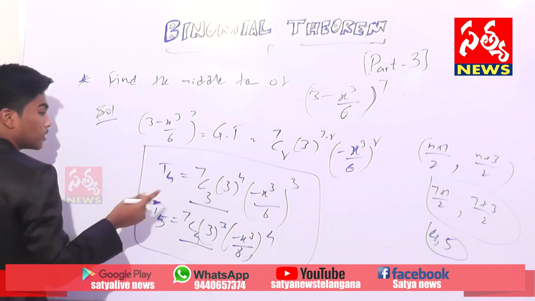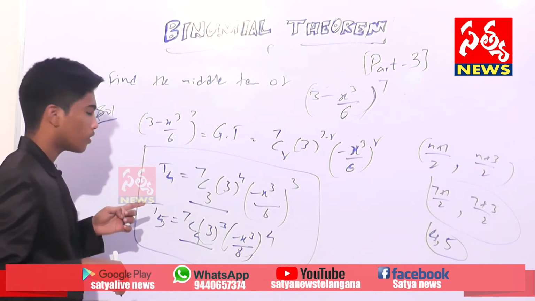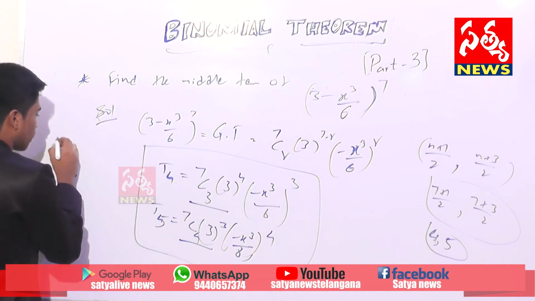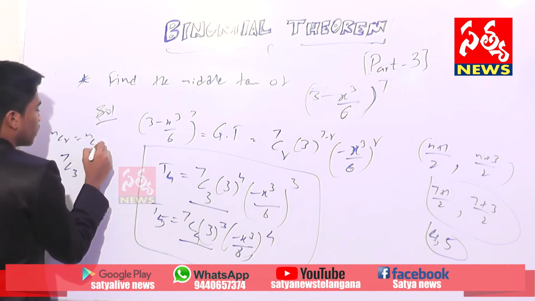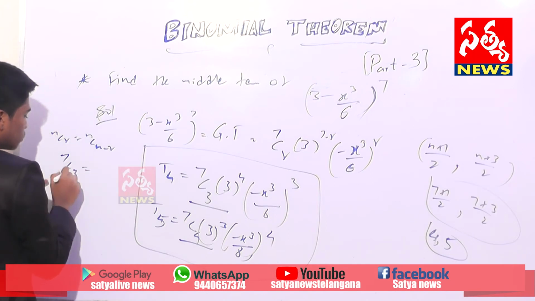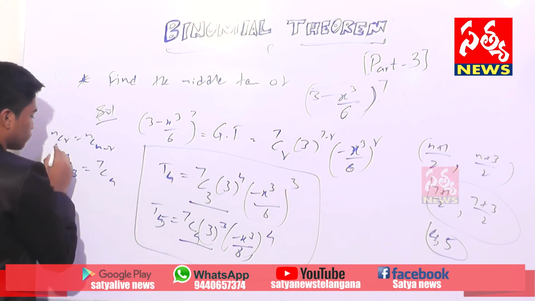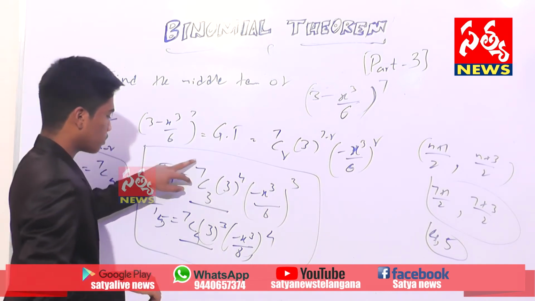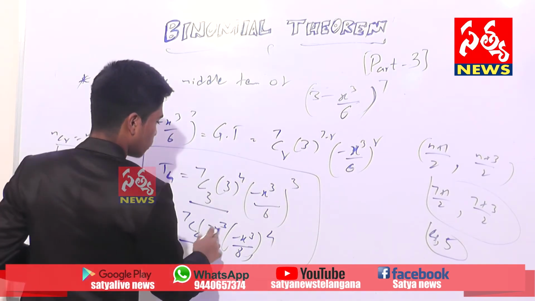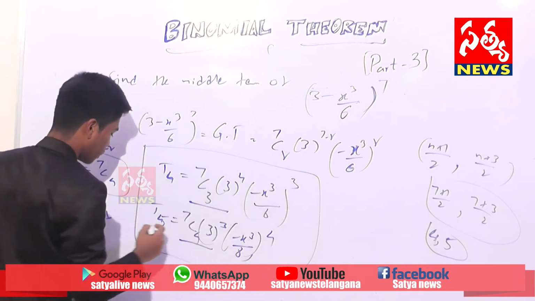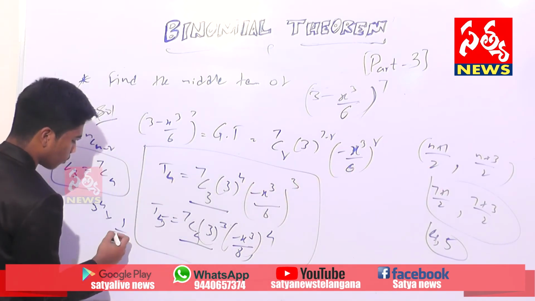Here 7C3 means, I said the property of coefficients: nCr equals nC(n minus r). So 7Cr is 7C(7 minus 3), which is 7C4. So this is the condition, and both are the same. 3 cube, 3 power 4, 3 power 4 into here 1 by 6 cube.